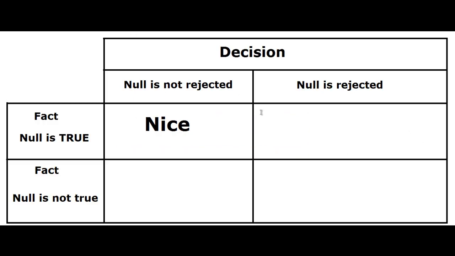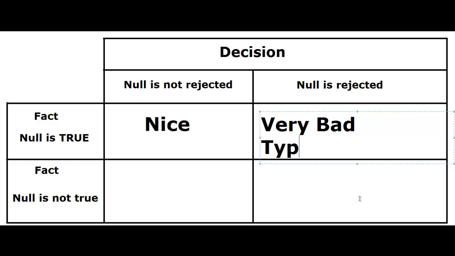Now, if the null is true and we rejected the null hypothesis, then that's a very bad decision. In this case we committed an error, and the error is that we rejected a true null. This type of error is called a type 1 error.